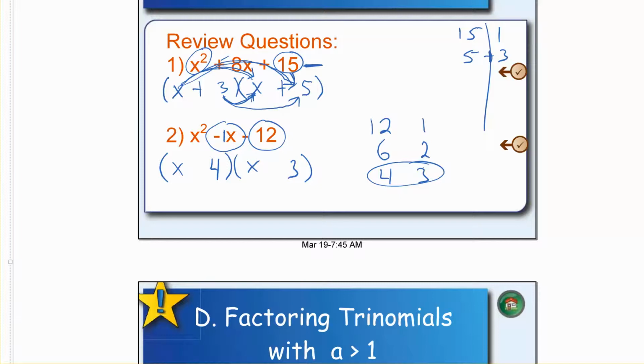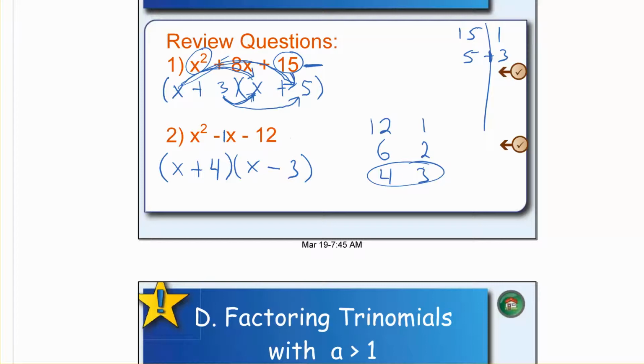Okay, so we're trying to figure out which one's negative and which one's positive, and I know that it's going to be a negative and a positive because they multiply to negative 12. So one way you can do this is just try it out. Just go, okay, well, this is negative and that's positive.